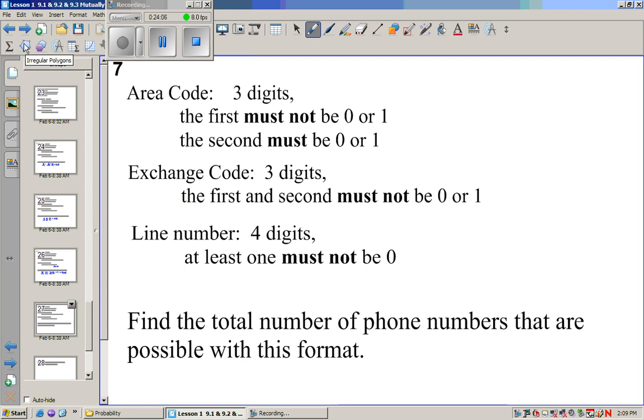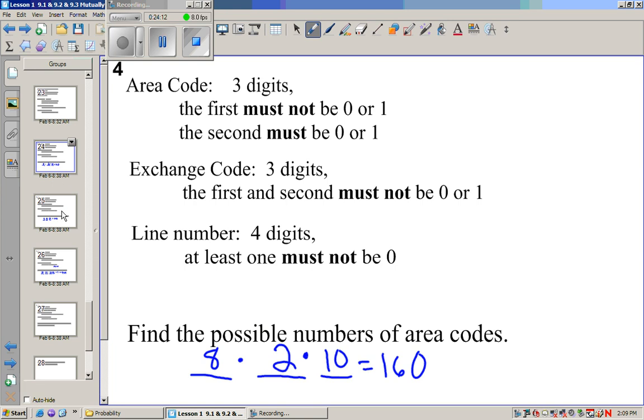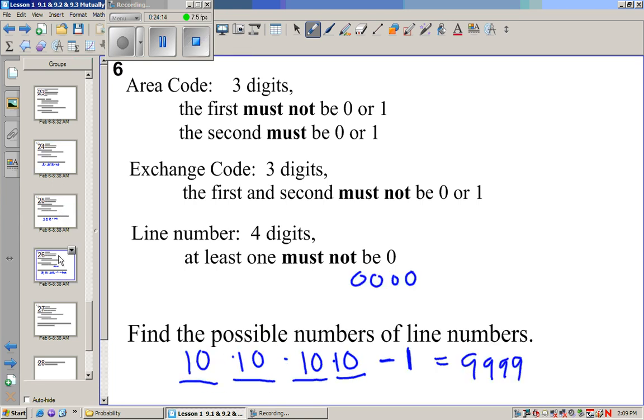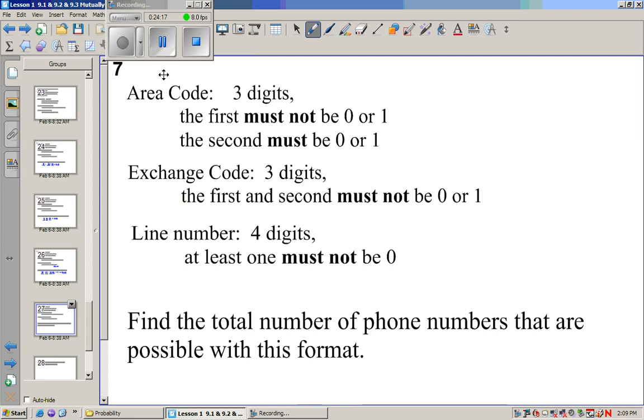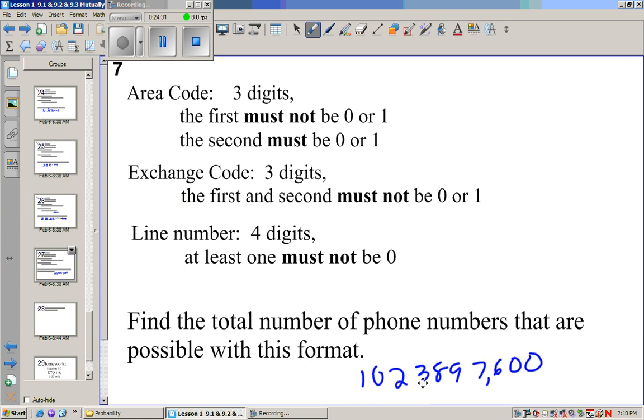Finally, find the total number of phone numbers that are available in this format. Now what we have to do is multiply 160 times 640 times 9,999, and we'll get our correct answer. I might go get a calculator for this. All right, the correct answer was 10238976600. If I throw in my commas, that's thousand, million, billion. So there's over 1,023,897,600 different numbers using this format.